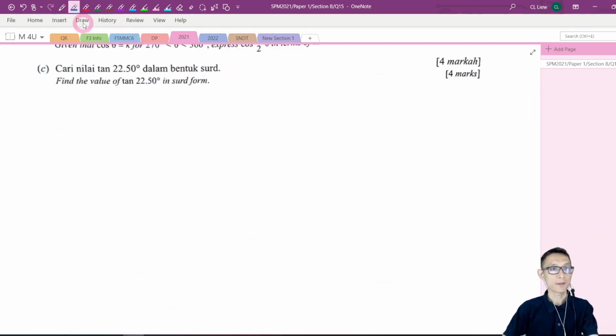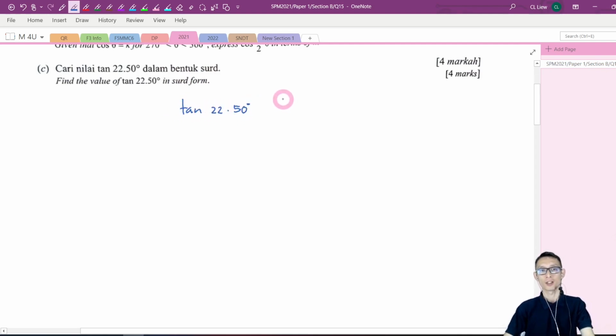Okay, now let's try part C. Find the value of tangent 22.5 degrees in surd form. Okay, we are looking for this. I noticed that 22.5 degrees is actually half of 45 degrees, right? Now, I'm going to use this formula to help me get the answer.